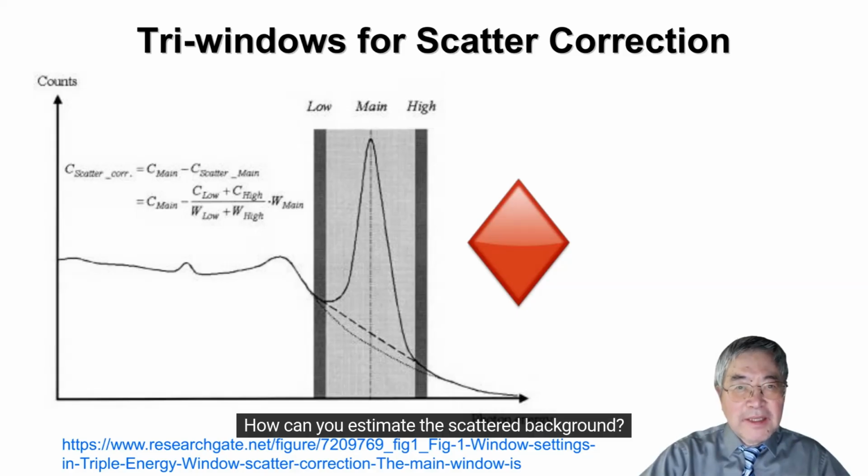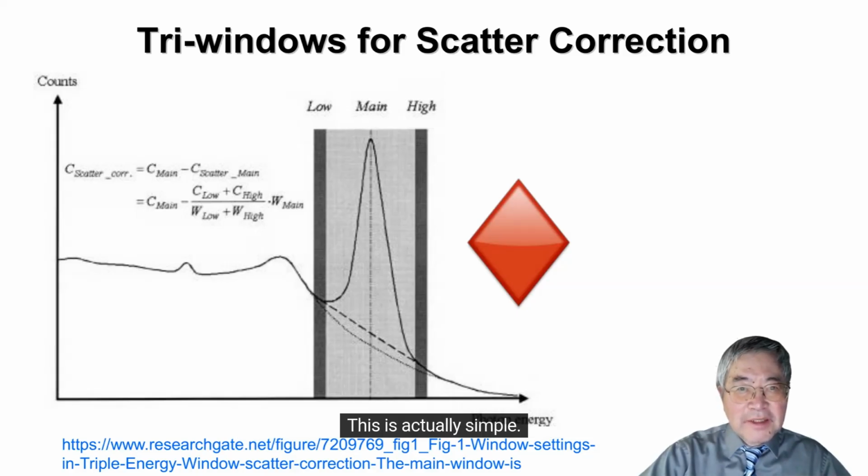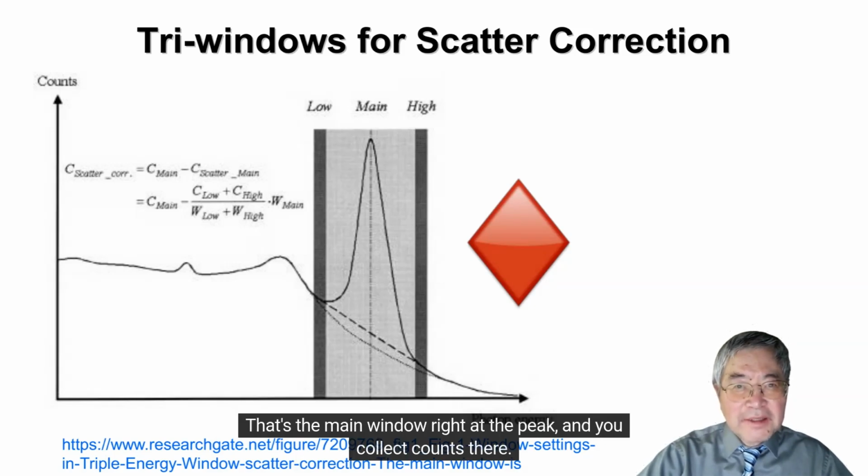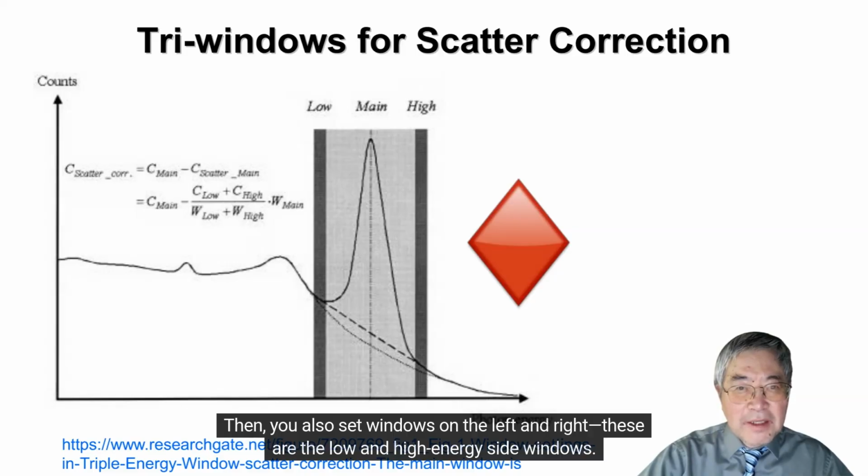How can you estimate the scattered background? This is actually simple. You set the energy window around the main photo peak. That's the main window right at the peak, and you collect counts there. Then you also set windows on the left and right. These are the low and high energy side windows.